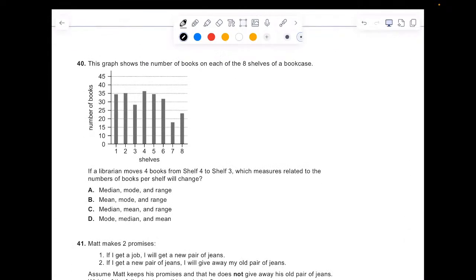The graph shows the number of books on each of the 8 shelves of a bookcase. If a librarian moves 4 books from shelf 4 to shelf 3, which measures related to the number of books per shelf will change? 4 books from shelf 4. So we're at 36 now. That'll put us down to like 32. To shelf 3, so add 4. So we're at 27, so we'll be about there. Which measures related to the number of books per shelf will change?